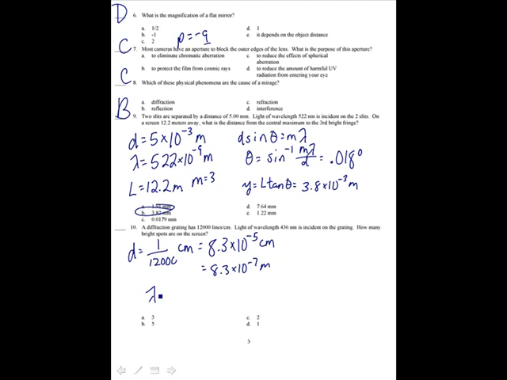Light of wavelength 436 nanometers is incident. How many bright spots are on the screen? So I'm looking for the maximum number of orders. That means that theta is going to equal 90. And so d sine theta is equal to m lambda. That is d, the sine of 90 is just 1, is equal to m lambda. I want to solve for m. It's just lambda over d. If I do this lambda over d, let's see, lambda is 436 e to the minus 9.